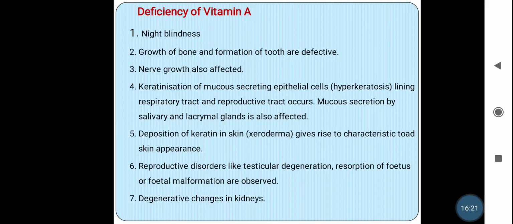Then keratinization of the mucus secreting epithelial cells, which is known as hyperkeratosis, occurs in the lining of the respiratory tract and the reproductive tract. So either in the mucus lining of the respiratory tract or in the reproductive tract, white patches are formed. It is also known as keratinization or hyperkeratosis, due to the excessive deposition of keratin in the mucous membrane. So the mucous secretion by the salivary gland and the lacrimal gland is also affected. Then deposition of keratin in the skin gives rise to the characteristic toad skin appearance.